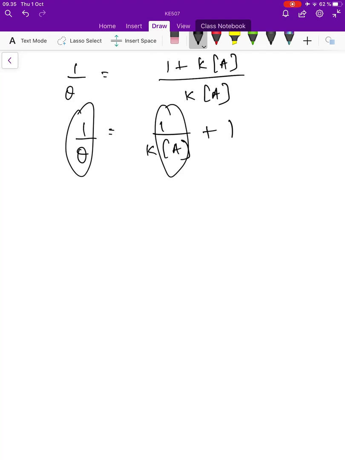Let us take a slightly more complicated case. And here we have adsorption with dissociation. I can never get this right. Adsorption with dissociation.